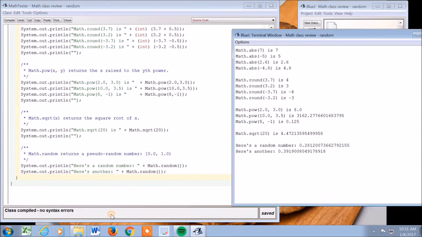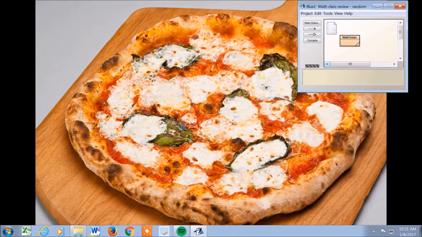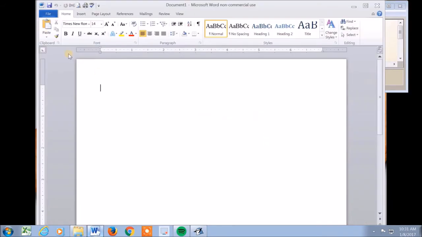And random, we've talked about before. You get a random number between 0 and 1, including 0, but less than 1. Between 0 and 1, including 0, but less than 1, some decimal number. So let's take a little bit closer look at math.random. And I think I had it just opened here.